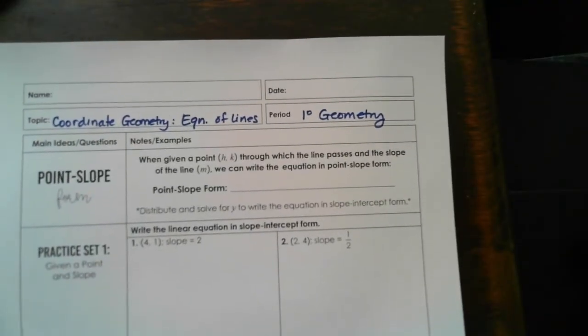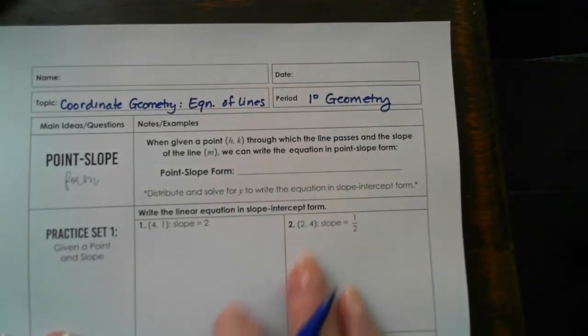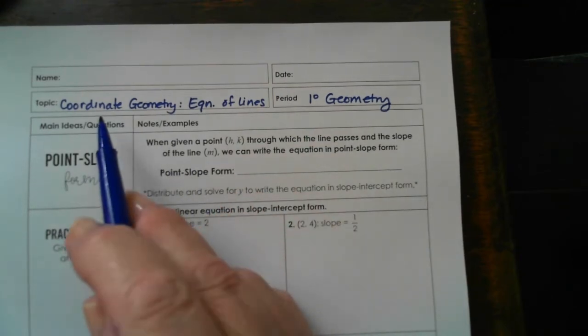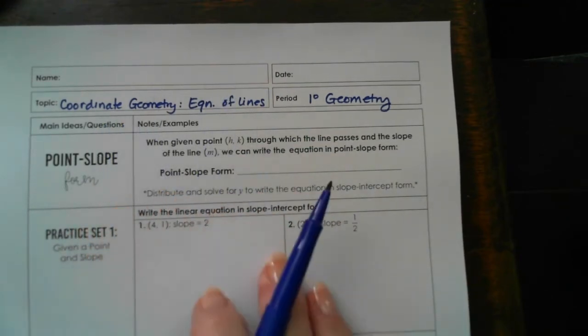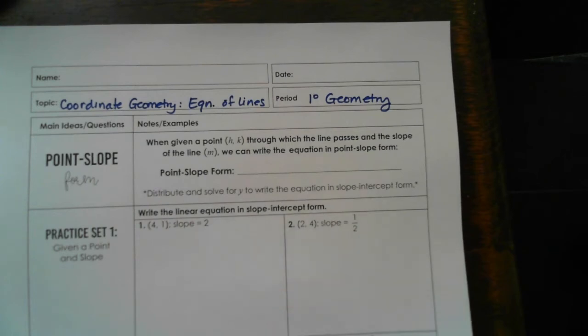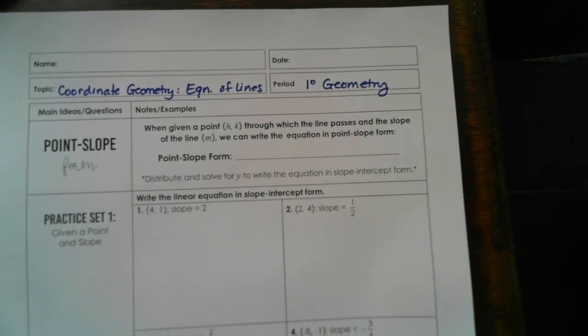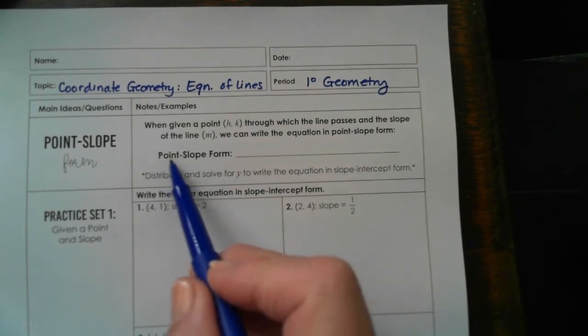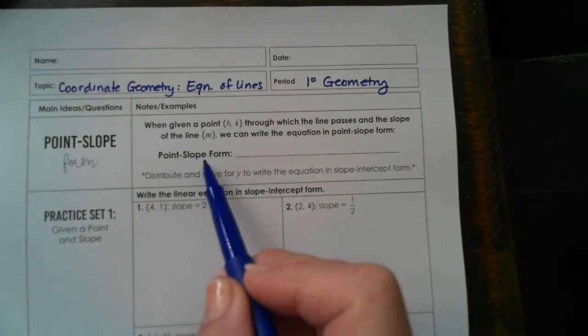Okay, welcome geometry students. Today we're going to do a lesson on writing equations of lines. This is our unit on coordinate geometry, and this is merging things that we've done perhaps in Algebra 1 as well as what we're learning in our geometry class. We've had a previous lesson on the point-slope form of a line.